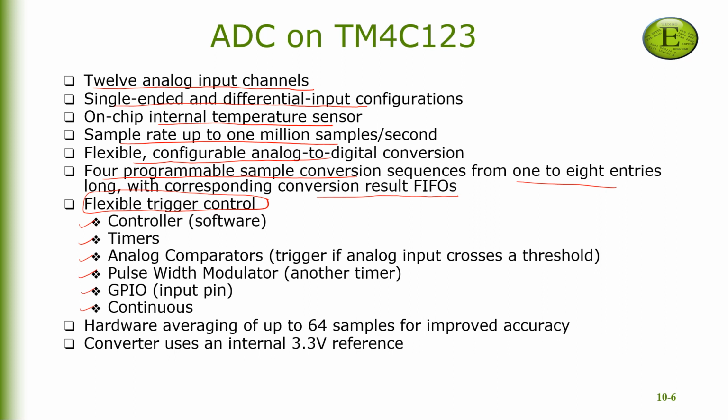Also, as we discussed before, it has a built-in noise reduction feature, which allows us to have an average value obtained from the 64 samples. So one analog input voltage that we are sampling is actually an average of 64 samples, and that averages out the noise. And yes, internal voltage reference 3.3 volts. That we have discussed already.